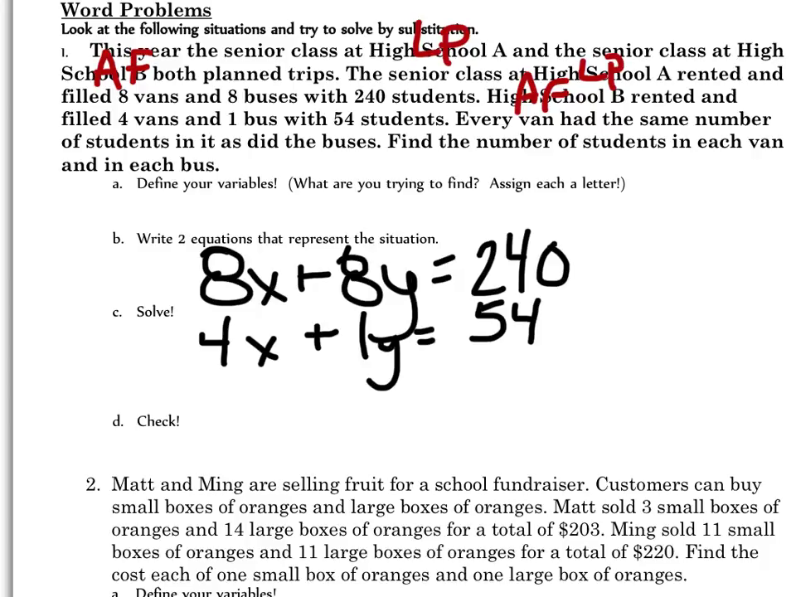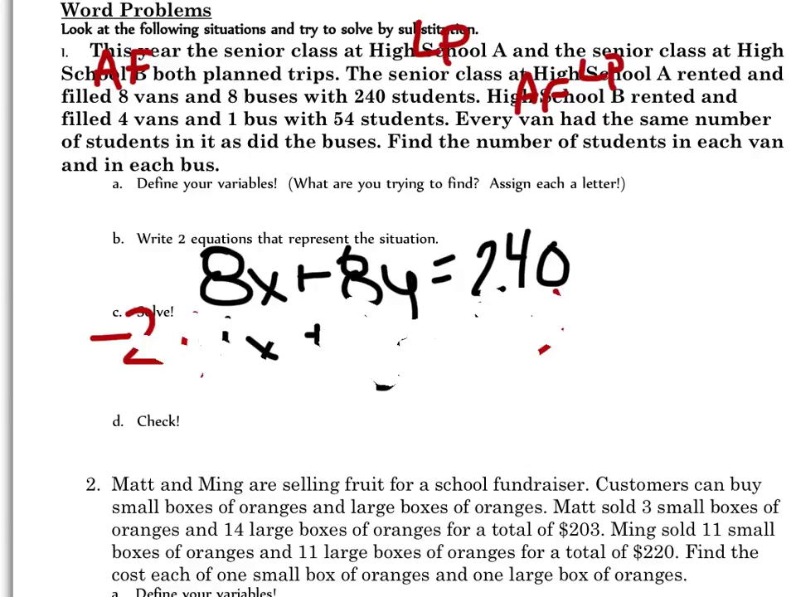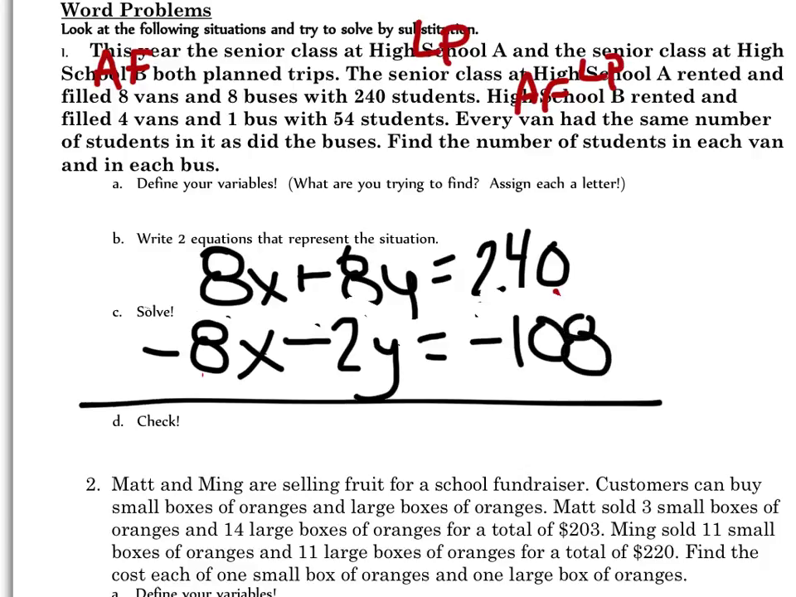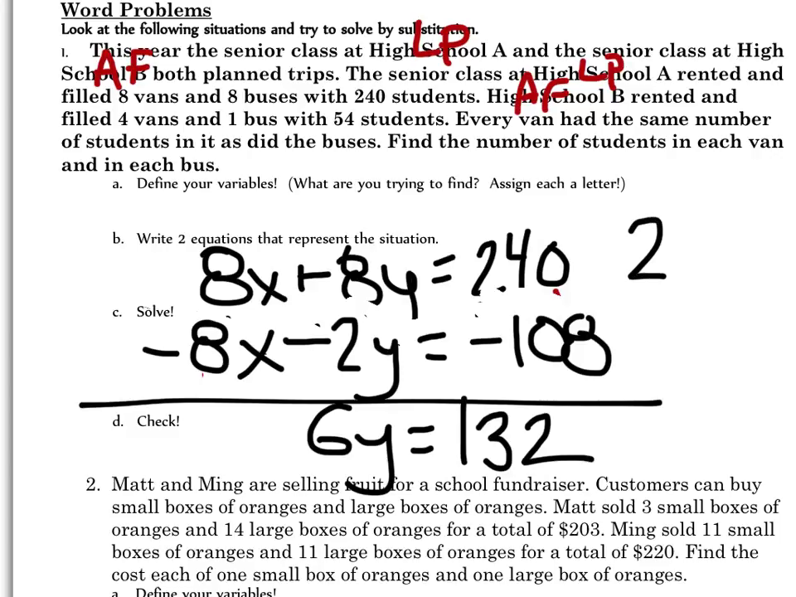All right, so then we're going to multiply this, same as Christian did, by negative 2, which is going to give us negative 8x minus 2y equals negative 108. So that'd give us 6y equals 132. And then you do 132 divided by 6, which is 22. So y equals 22, but y is the number of students in a van, so 22 students per van.